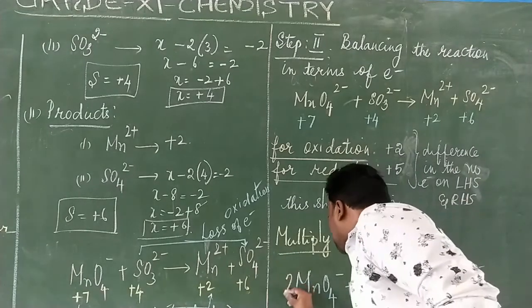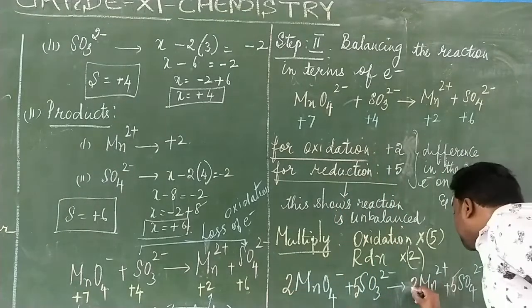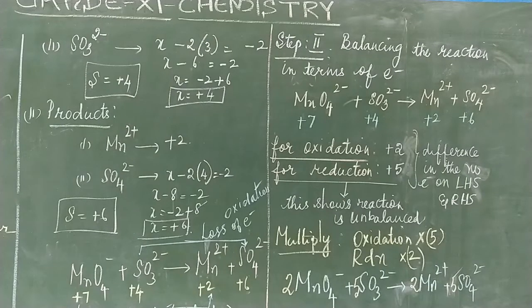So here it becomes 2 times, here it becomes 2 times. Okay, so this is step 2.